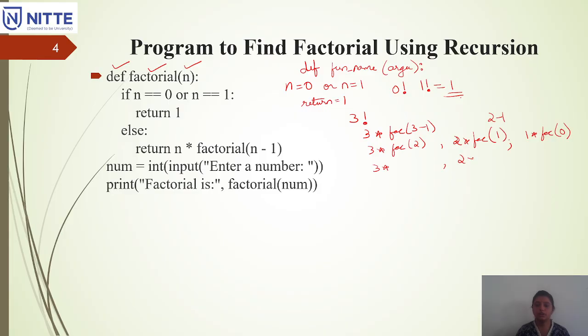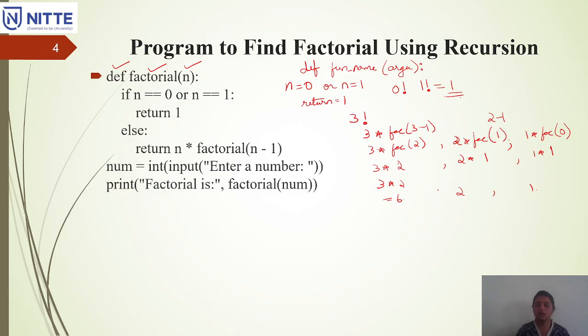2 into factorial of 1, we know. So factorial of 1 is 1 itself. And 1 into factorial of 0 is also 1. So according to this, 3 into 2 we get. 3 into 2 is equal to 6. 2 into 1 is 2. And 1 into 1 is 1.